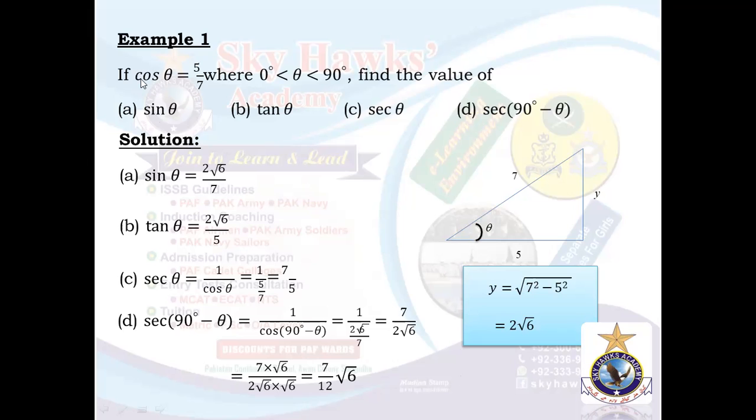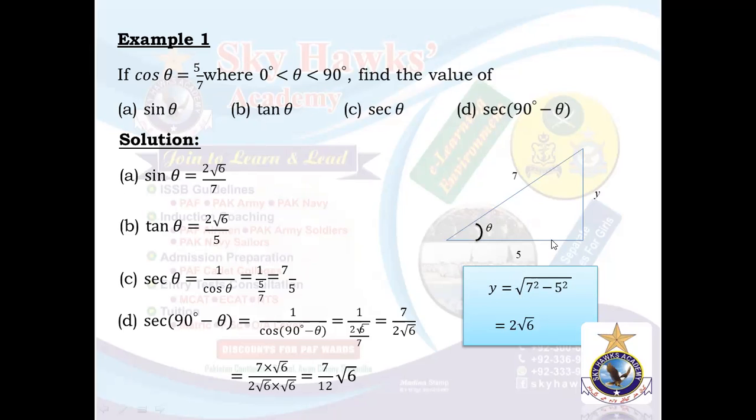That if cos theta is 5 by 7, this is given, where theta lies between 0 and 90 degrees, in the first quadrant. Find the value of sine theta, tangent theta, secant theta, and this. So first of all, cosine theta is 5 by 7, so we will have to make the triangle. That was the first and only one information. From here, we can find the value of y by using the Pythagoras theorem.